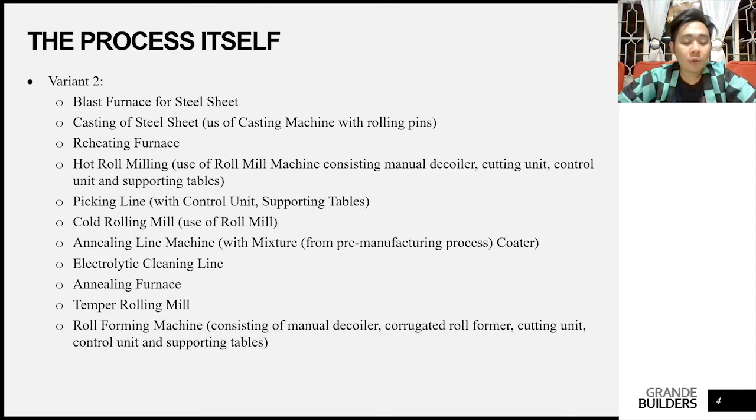And after this temper rolling mill, we form them into the roll forming machine, consisting of manual decoiler, the corrugated roll former, the cutting unit, the control unit, and another is the supporting tables. Then after the process in the roll forming machine, we will have our finished product. So that is the process between the variant 1 and the variant 2.